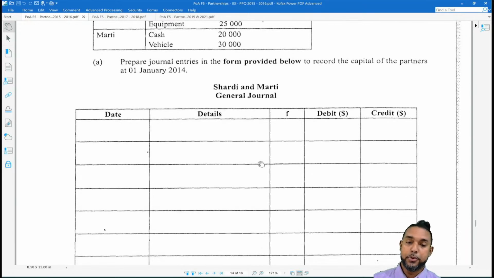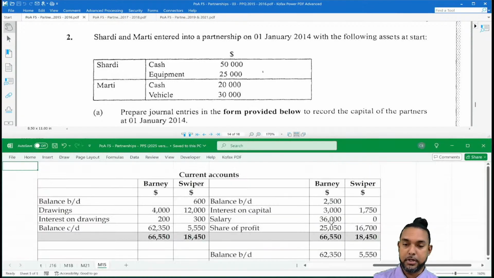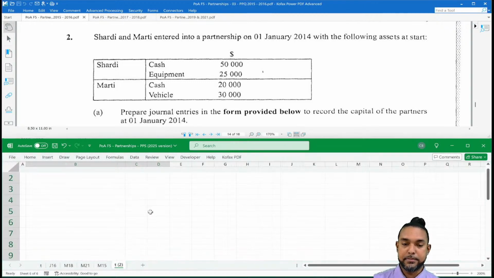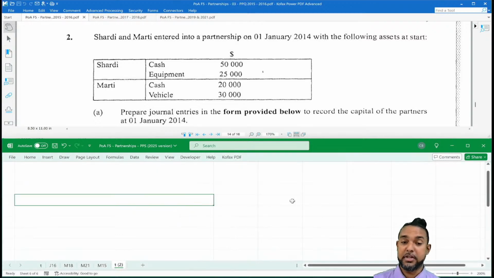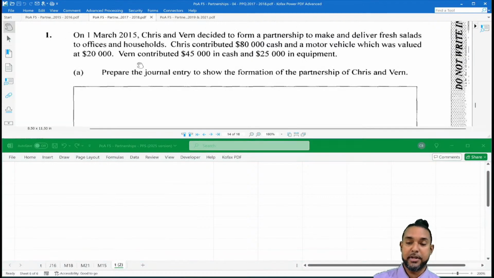Now, how do we do these journal entries? To do journal entries, we have to put in the debit items first, followed by the credit items, and usually have what we call a narration. So I'm going to show you all for Shadi, you will try Marty, and then I have our next question lined up already.